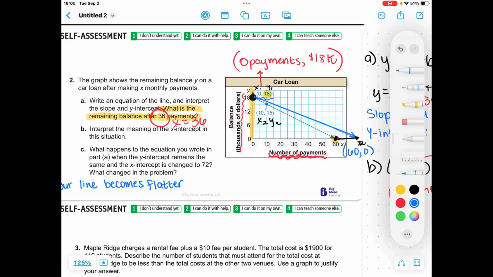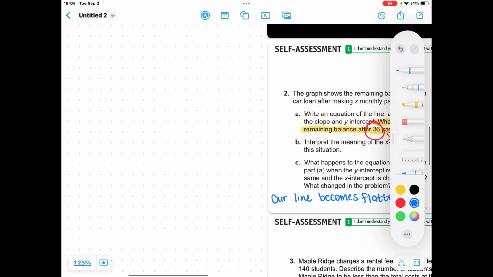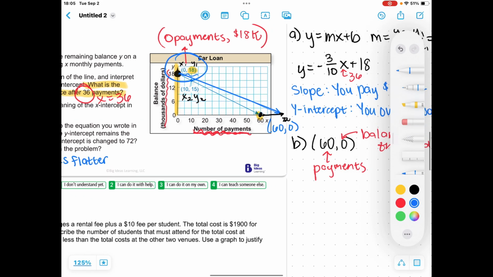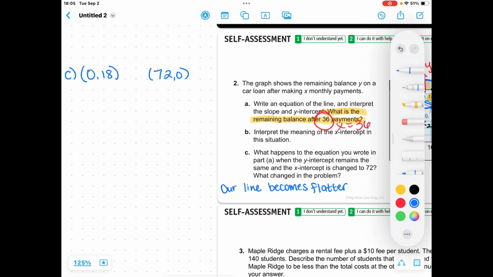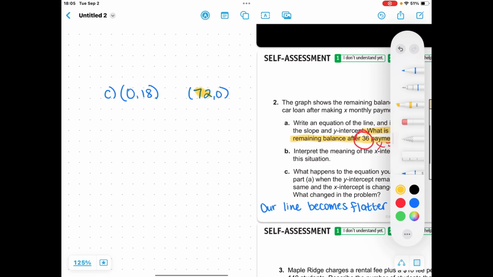Now, how can we find this out mathematically? So our first point is that (0, 18), and I'm going to write this out over here, (0, 18). And then our last point would then be (72, 0). So rather than paying it in 60 payments, we're now paying it in 72 payments. So that's where that 72 is coming from, and then we would owe $0. We could actually mathematically compute the slope by having this as our first point and this as our second point.